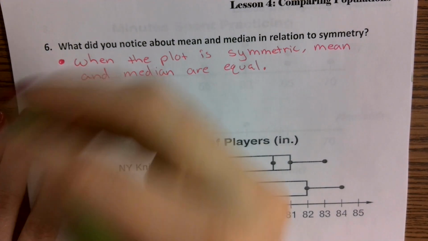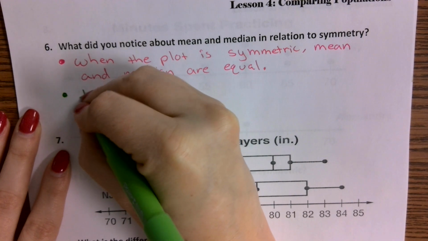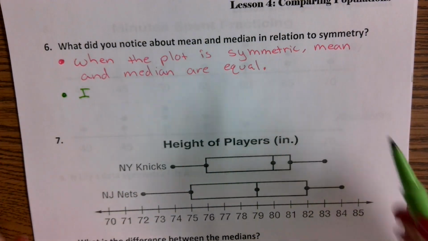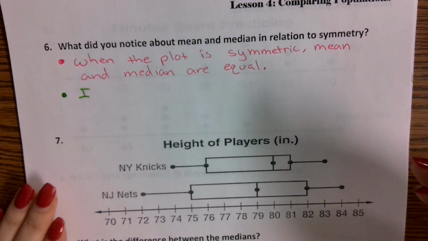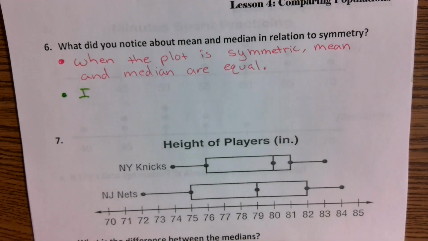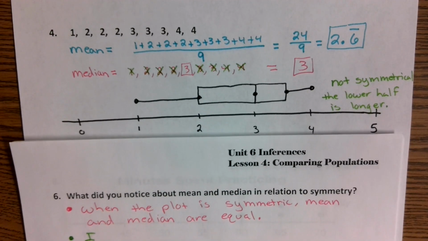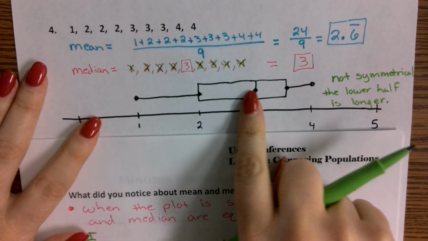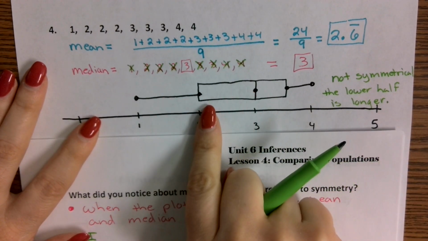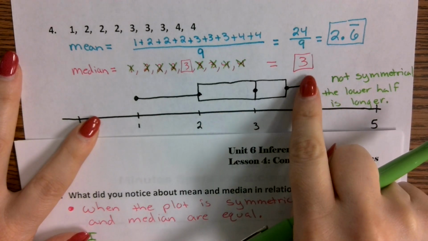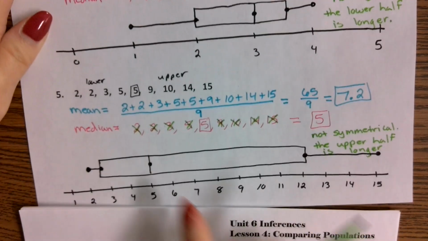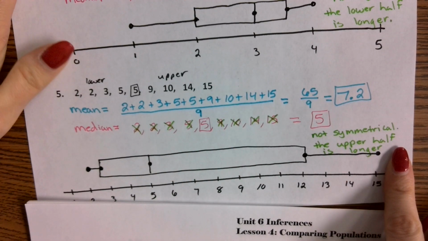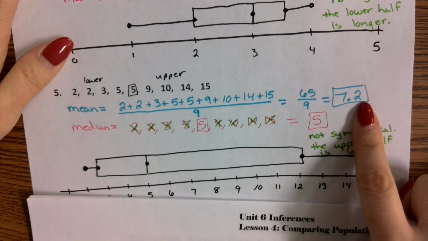If it's not symmetrical, here's the big part. If your plot is not symmetrical, then your mean is either going to be bigger or smaller than your median, depending on how the box and whisker plot looks. So if your box and whisker plot is longer on the left, then your mean is going to be smaller than your median. If your box and whisker plot is longer on the right, then your mean is going to be bigger than your median.